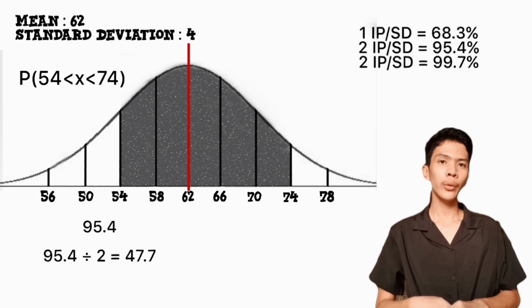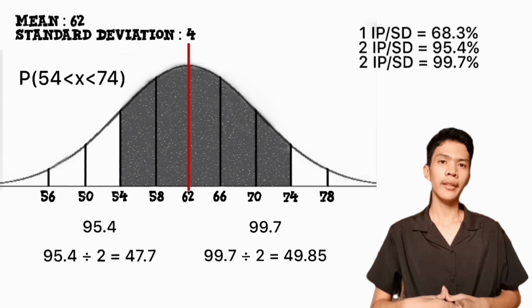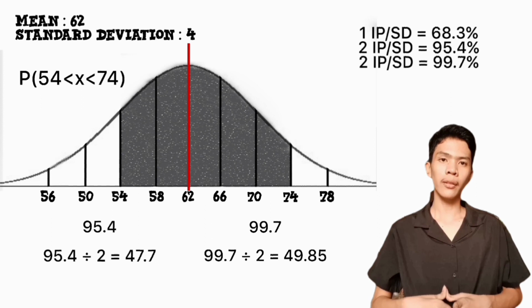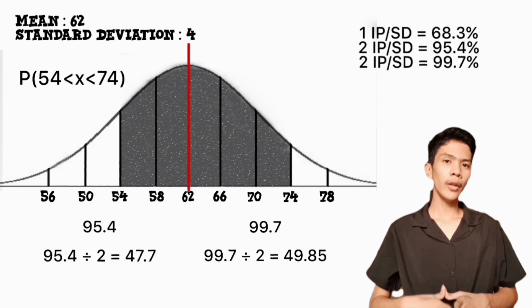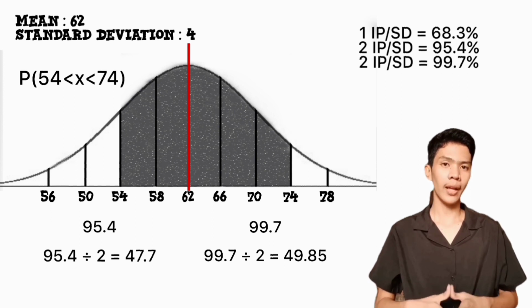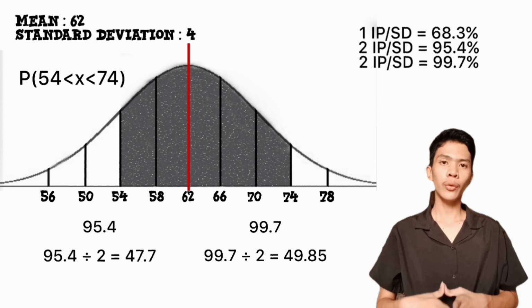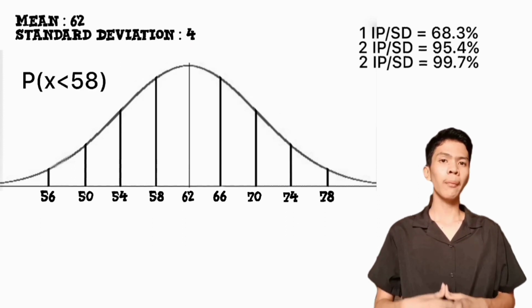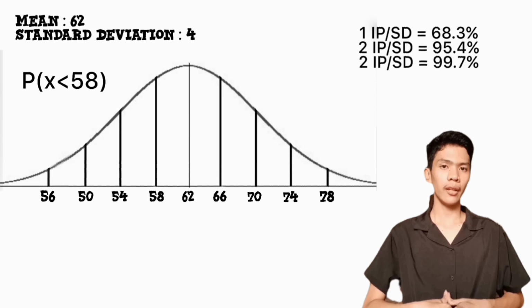After that, we need to get the probability of the other half. Since the shaded part is the 3 inflection point, and the probability of the 3 inflection point is equal to 99.7, we need to get half of this. So we get 49.85. After that, we need to get the sum of the probabilities from the two sides. So 47.7 plus 49.85 is equal to 97.55%.